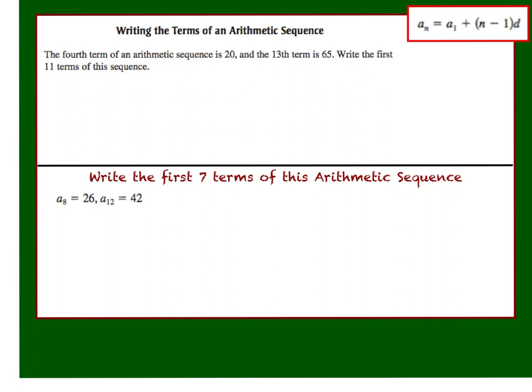So I'm given the fourth term is 20, and then it says the 13th term is equal to 65.